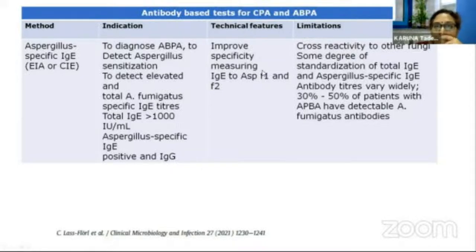There is improved specificity measuring IgE to Aspergillus fumigatus and flavus, and the limitations are cross-reactivity among the fungi, and some degree of standardization is again required. Usually they are good, and the antibody titers vary with the species. 30 to 50% of patients with ABPA have detectable Aspergillus fumigatus antibodies.